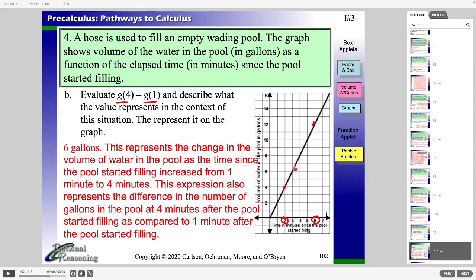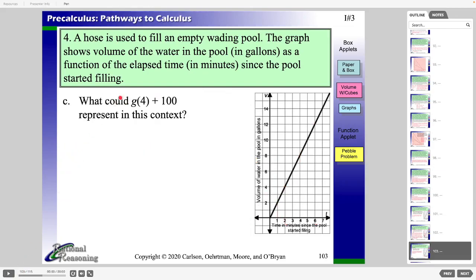But with the graph, we're not doing calculation math, but we're doing math by reading the values off of the graph itself, much like we could do with a table. So they show that there, 1 and 4.